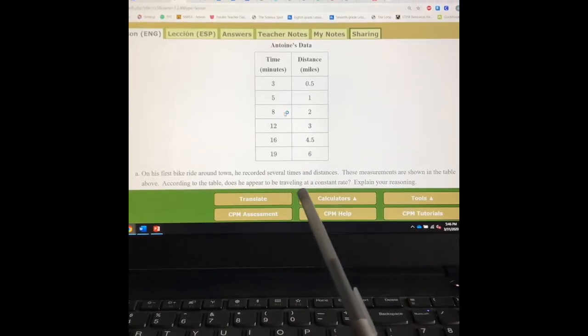So here's his data in a table. Now, part A says, on his first bike ride around town, he recorded several times and distances. These measurements are shown in the table above. According to the table, does he appear to be traveling at a constant rate? And explain your reasoning. So, is he going at a constant rate?